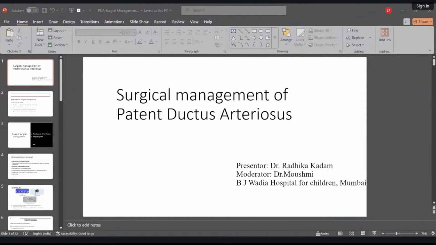So my topic is surgical management of patent ductus arteriosus. Indications for surgical management are persistent significant PDA, medical management failing after 2 courses of pharmacotherapy, and contraindications to medical therapy like NEC, GI perforation, or renal impairment. Types of surgical management are percutaneous device closure and surgical ligation.